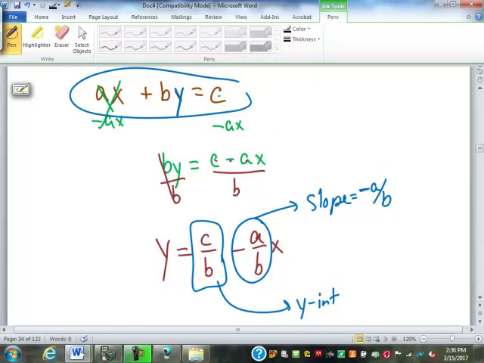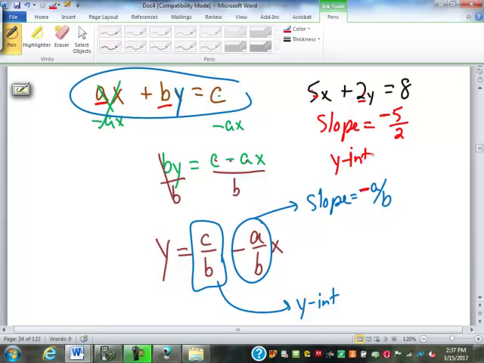So if I have an equation 5x plus 2y equals 8, the slope: both the 5 and the 2 are positive, so it's the opposite of a, which would be negative 5. What's b going to be? The 2, right? a and b are the numbers that multiply x and y. So the slope is negative 5 over 2.